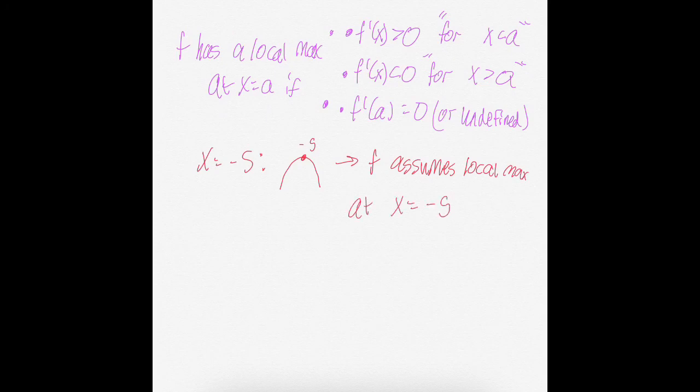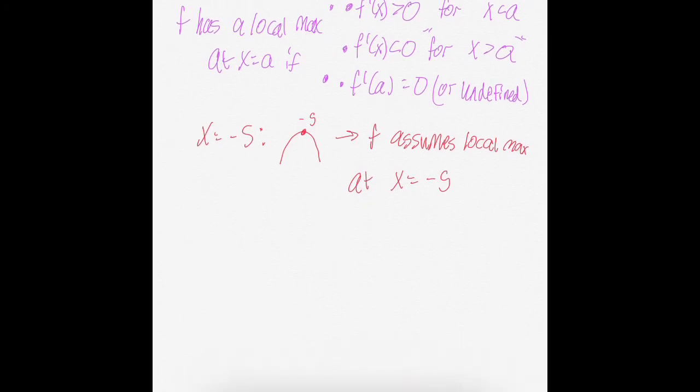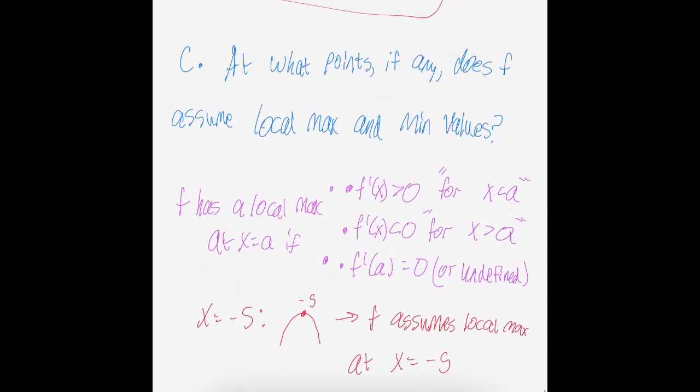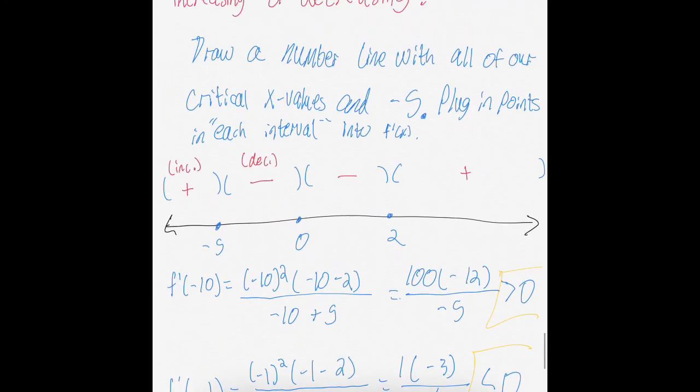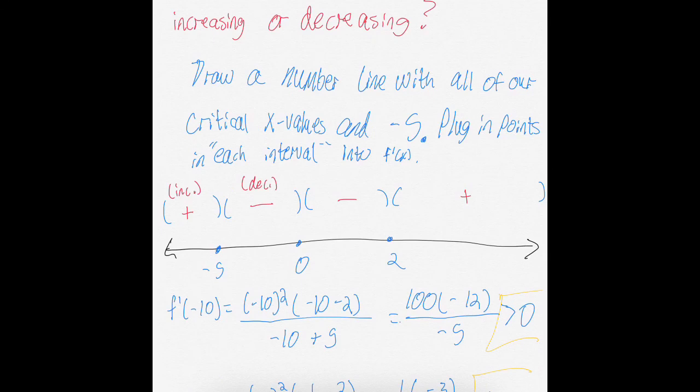So f assumes a local max at x equals -5. And in fact, we can't actually compute what that local max is because we don't know what f is. All that we know is f prime. But even without knowing what f is, we can still see where it has local max and min values, and I think that's very interesting.